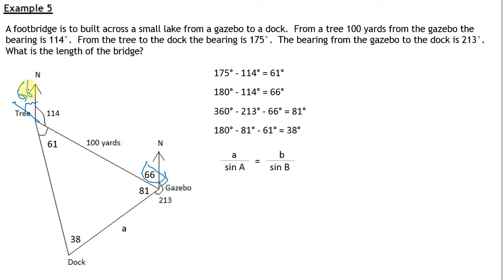So sticking in our values, we've got little a over the sine of the opposite angle, 61 degrees, equals 100 over sine of 38, its opposite angle. As with the other questions, we times both sides by sine of 61 to make little a the subject. So little a equals 100 sine of 61 all over sine of 38. Putting it into a calculator to find little a, we find that we get 142 yards to three significant figures.